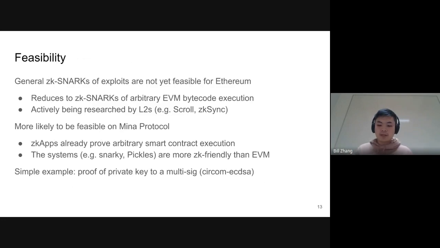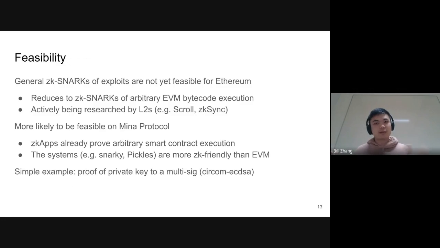With this logic in mind, I thought through for the past 2 weeks or so the feasibility of this sort of decentralized bug bounty application. The finding is that for other chains, namely Ethereum, where I spend the most time thinking, these generalized ZK snarks that prove exploits are possible are not really feasible yet from a technological perspective. They require you to build ZK snarks for basically arbitrary EVM bytecode execution, proving that any set of instructions sent to the EVM is valid. That is just not technologically feasible yet.